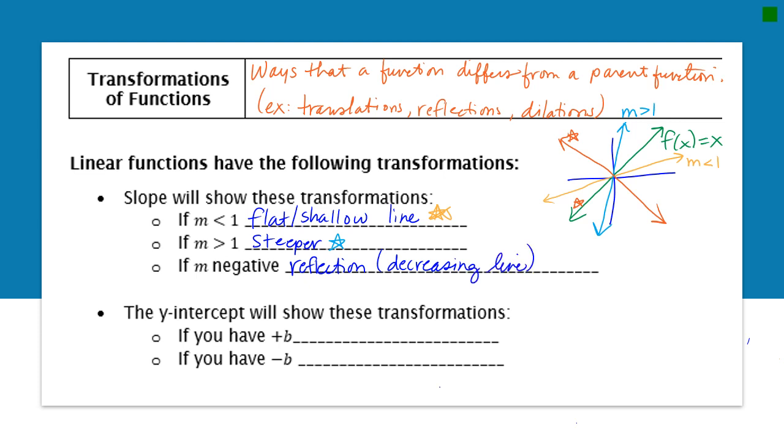The y-intercept can also change what your line looks like. If you have a plus b, for example, like y equals 5x plus 7, so your b value is being added, it's going to shift your graph up. And by shift, what I'm really talking about is a translation. So you could also say it's going to translate up. If you have a negative b, another example would be like y equals 2/3 x minus 1. So if you have a negative b value, it's going to shift or translate your line down.